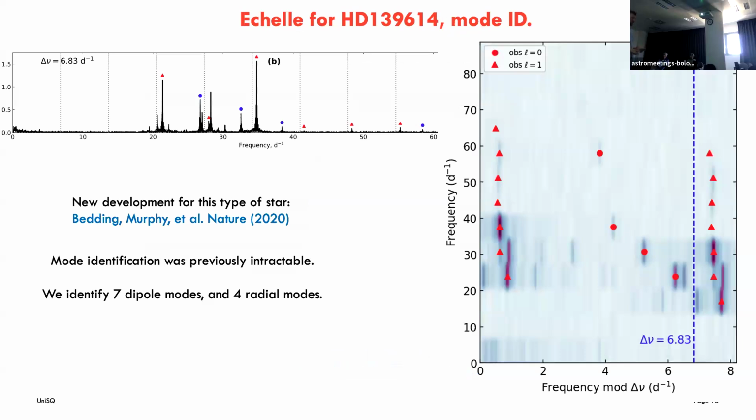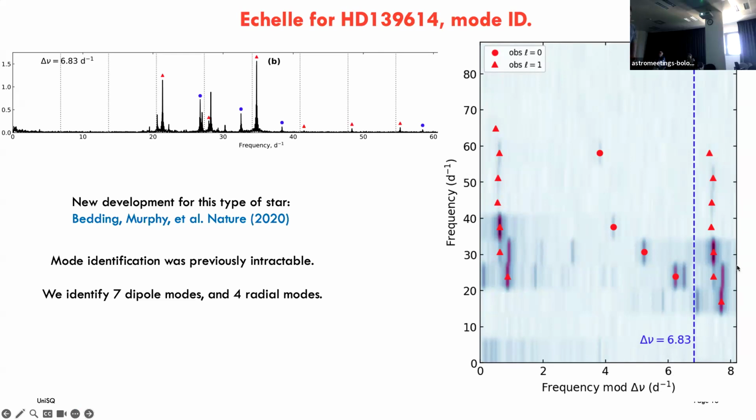So here's what the shell diagram looks like for HD 139614. We have a bunch of strong peaks here. We also have many weaker peaks. You may remember that the dipole modes were on the left-hand side of each window, and so they're also on the left-hand side of the shell diagram.